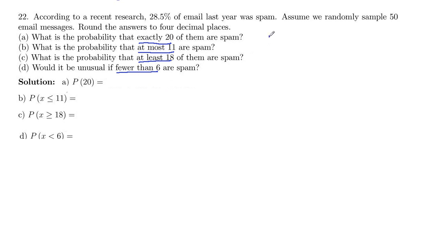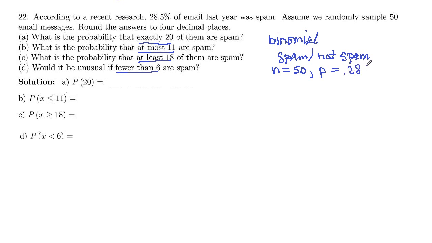So this is binomial because there are only 2 outcomes. You pick a random email message, and it is either spam or not spam. So that means we can use binomial PDF and binomial CDF to compute these probabilities. So our N, sample size, is equal to 50. And our P, the probability of success on any one trial, is 28.5%, which is 0.285 as a decimal.